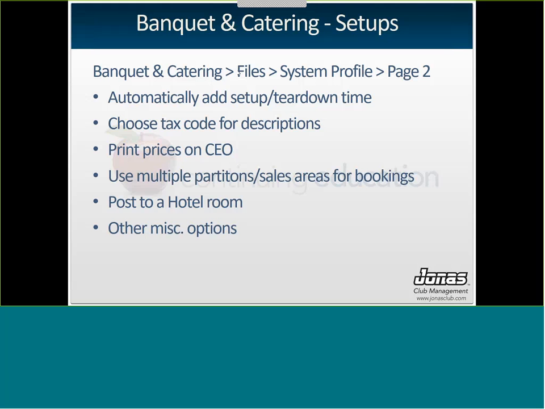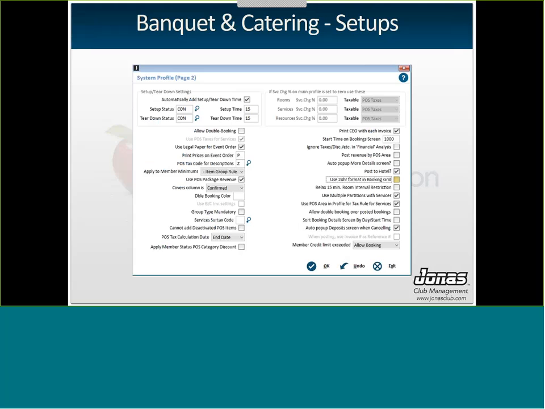You can use multiple partitions within the event management system. So what you can do is have a banquet booking that is pulling some of the food items from your food and beverage partition, and maybe is pulling some of the room charges or resources from your golf partition. You can post banquet charges to a hotel room. And there are also some other options here, which I'll show you that screen now.